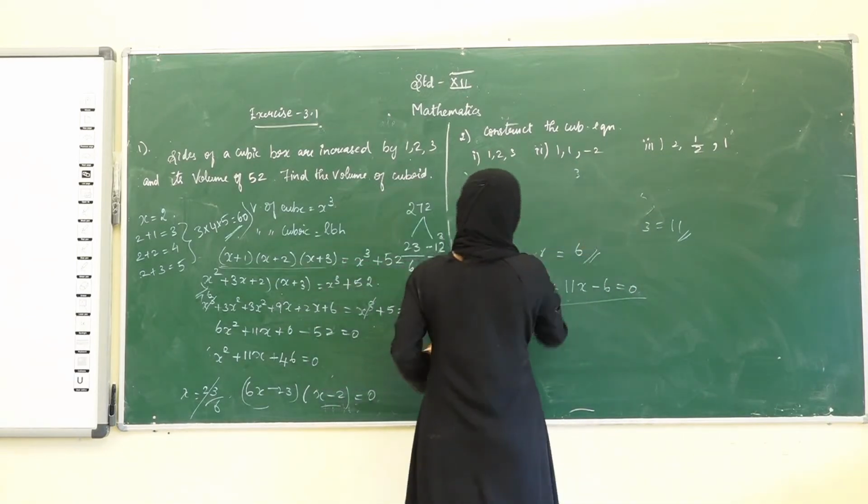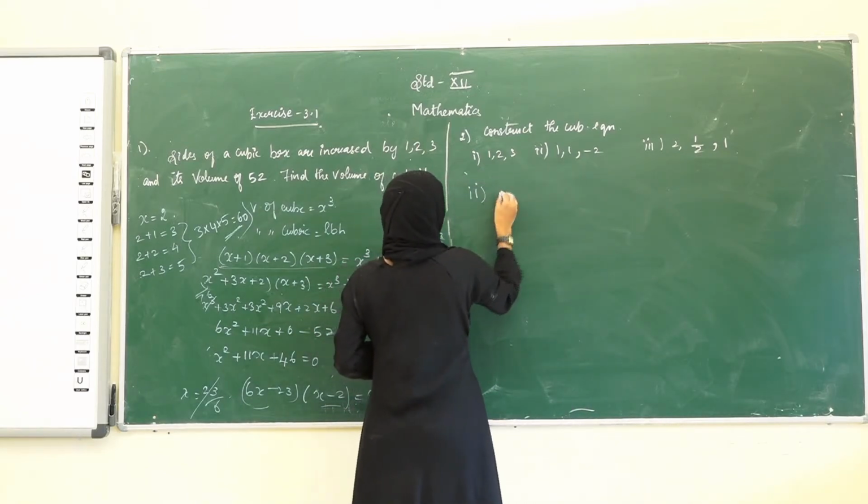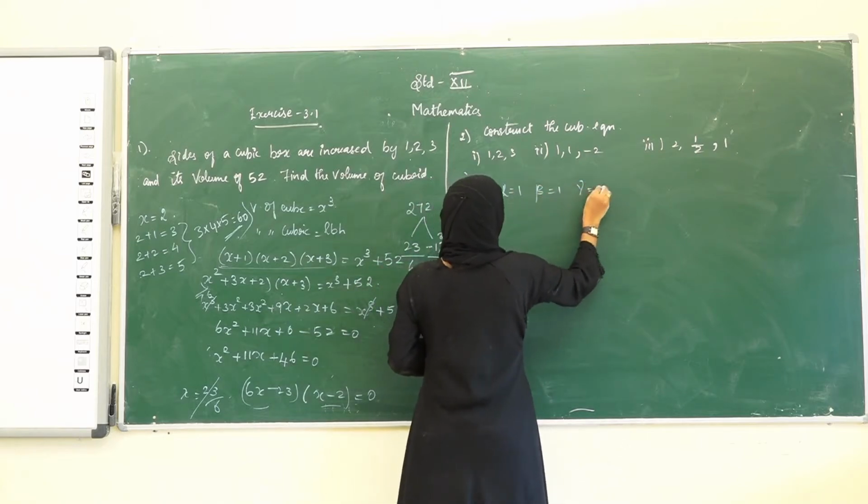Now let us move on to the second subdivision. Okay, second subdivision, that is alpha is equal to 1, beta is equal to 1 and gamma is equal to -2.